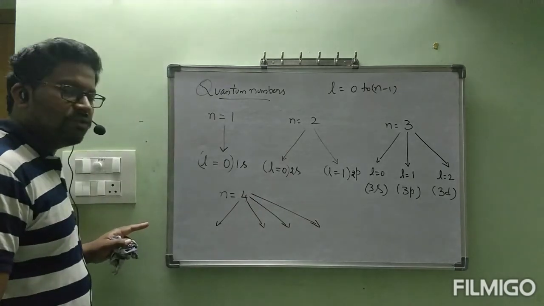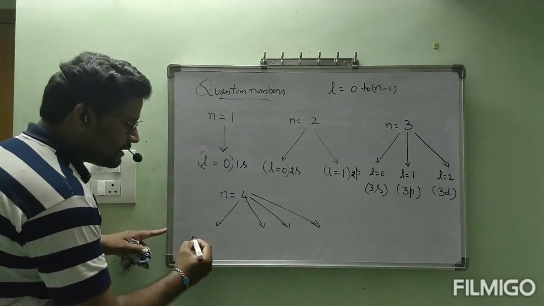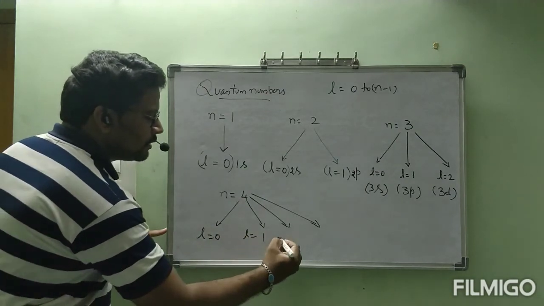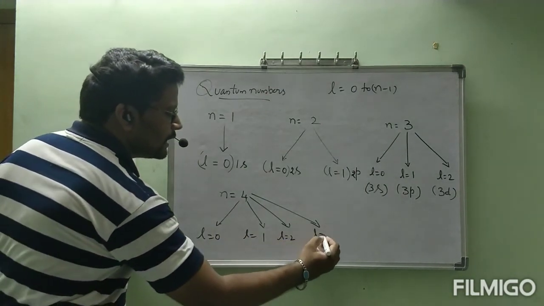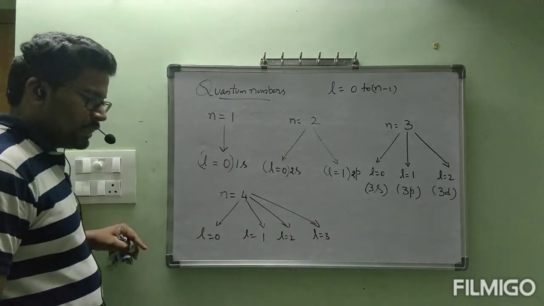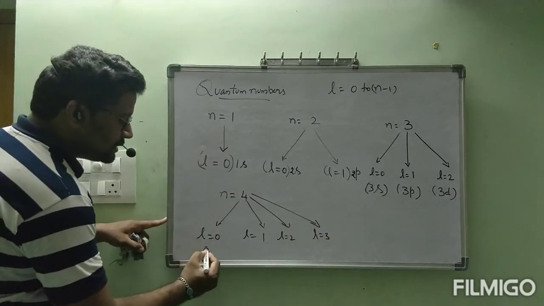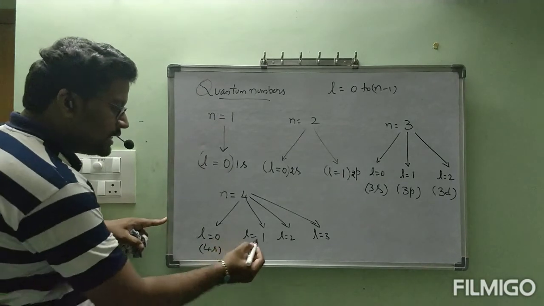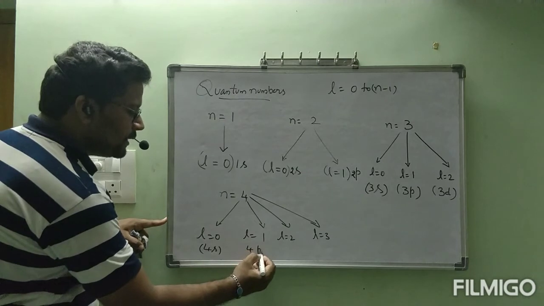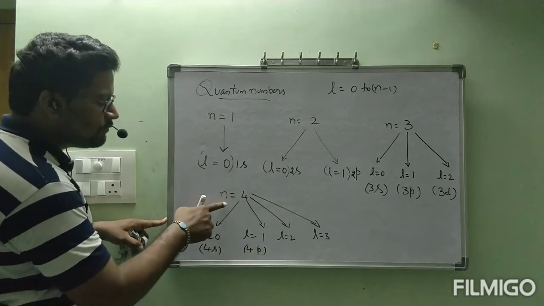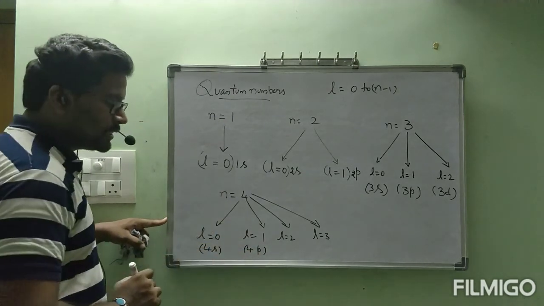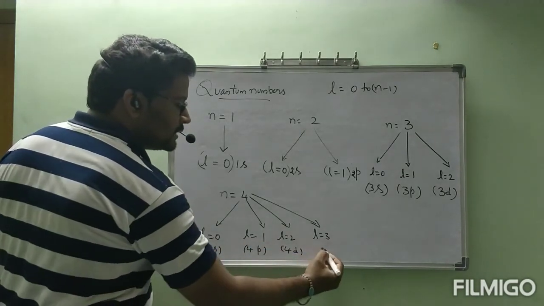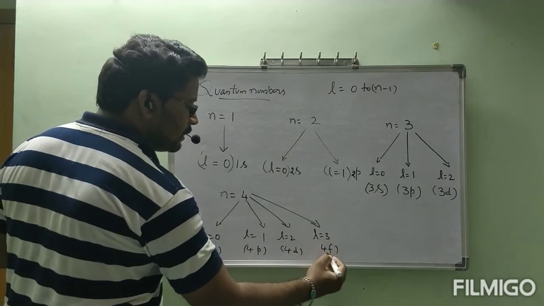Fourth shell has 4 subshells. What are the l values? l is equal to 0, l is equal to 1, l is equal to 2, and l is equal to 3. l is equal to 0 means it is 4s. Any s has l value 0. l is equal to 1 means it is 4p, as this p belongs to the 4th shell. Next, l is equal to 2 is 4d, and l is equal to 3 is 4f.